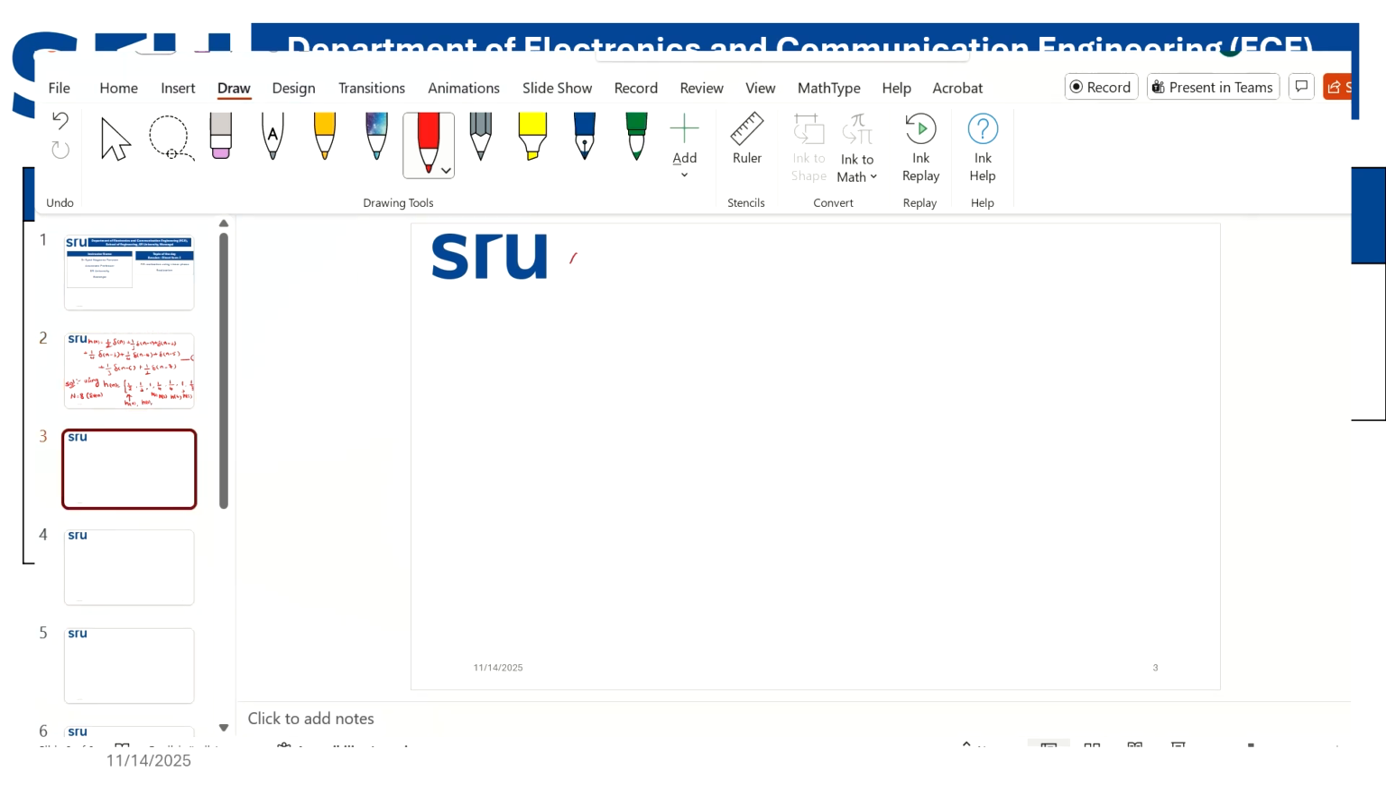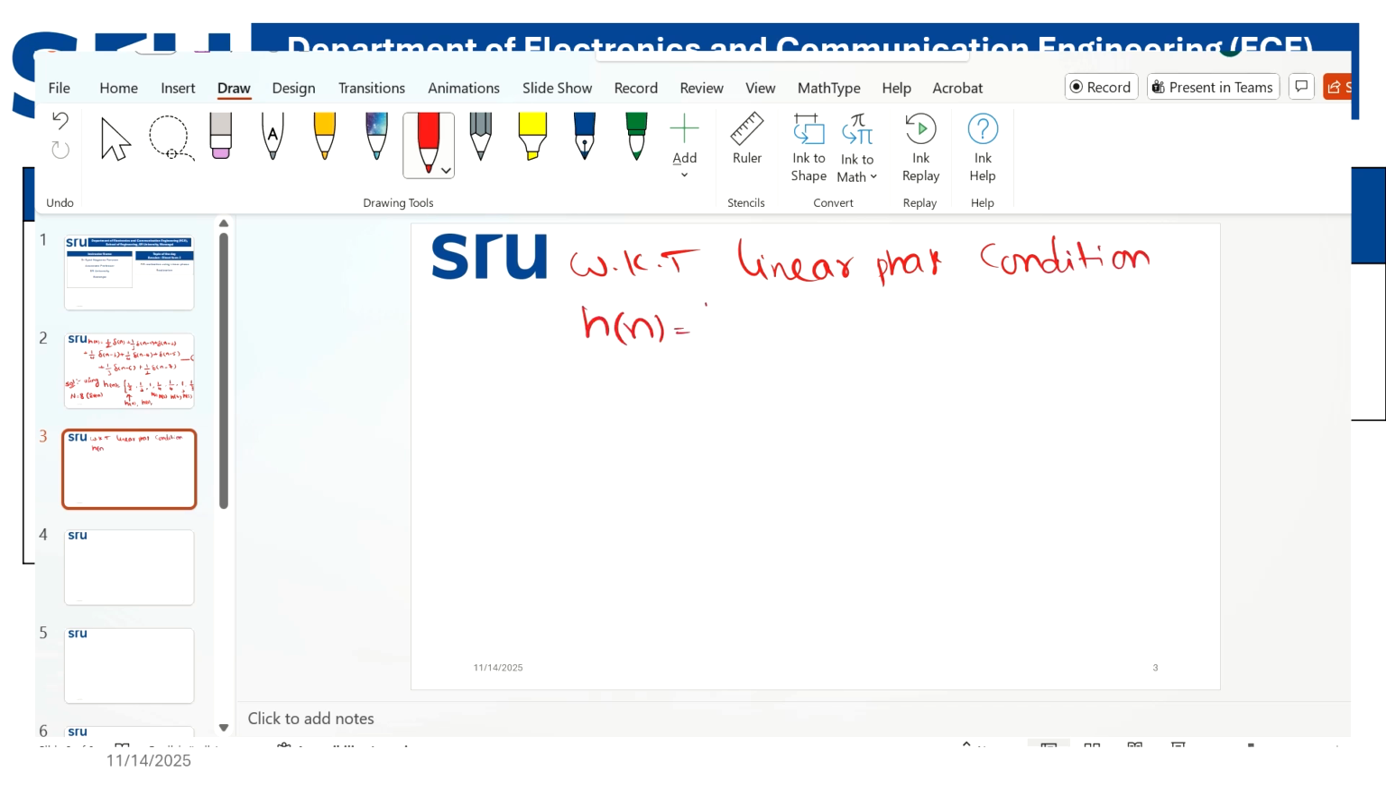We know that the condition for linear phase is h of n is equal to h of n minus 1 minus n. Now n is equal to 8, so if I substitute, h of n is equal to h of 8 minus 1, that is 7 minus n. Let us consider n values from 0 up to 7.